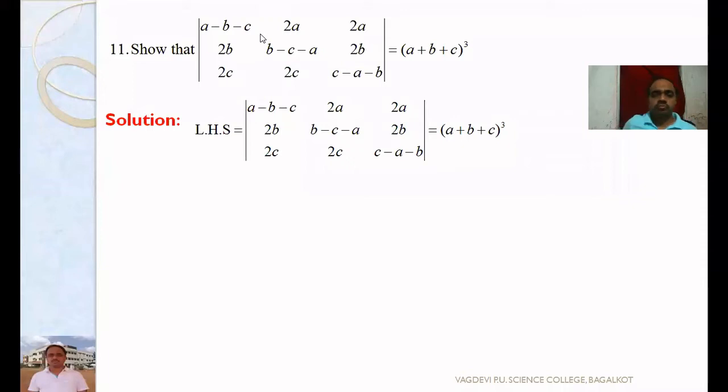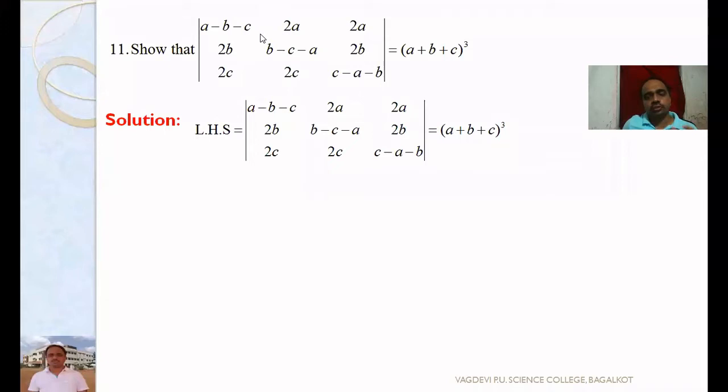Yesterday, in the last 3-4 classes, we have done 4-5 problems on properties of determinants. What is common in all the problems is these operations: R1 changes to R1 plus R2 plus R3, C1 changes to C1 plus C2 plus C3, R1 minus R2, C1 minus C2. These are the common elementary operations on rows and columns in 90% of the problems.